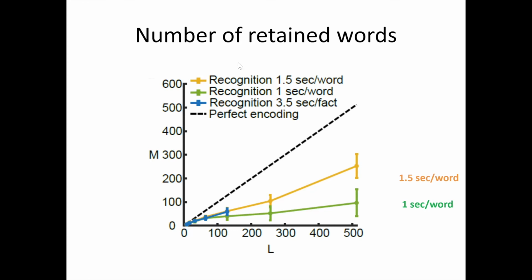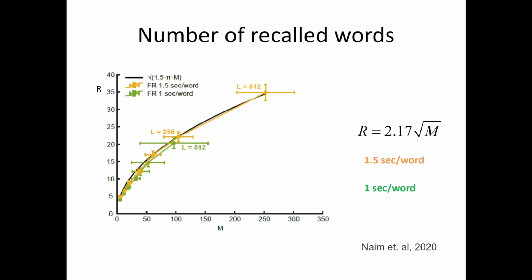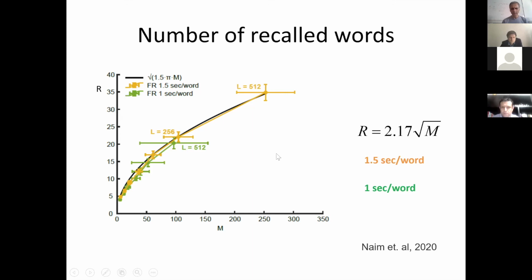But then if we do the recall experiments and we measure R as a function of L and presentation speed, we can then plot R versus M, recall versus memory. And then there is a very precise match. This was quite a surprising result for me, because I never really thought that the agreement could be so close. But you see that for all the conditions that we tried, we tried seven list lengths from 8 to 520 words in the list, and we tried two presentation speeds, 1 second and 1.5 seconds. So we have 14 conditions overall, 14 data points that we collected. And you see that all of these 14 data points are quite close to the predicted line. The predicted relation is this black line, which is R equal 2.17 times square root of M.